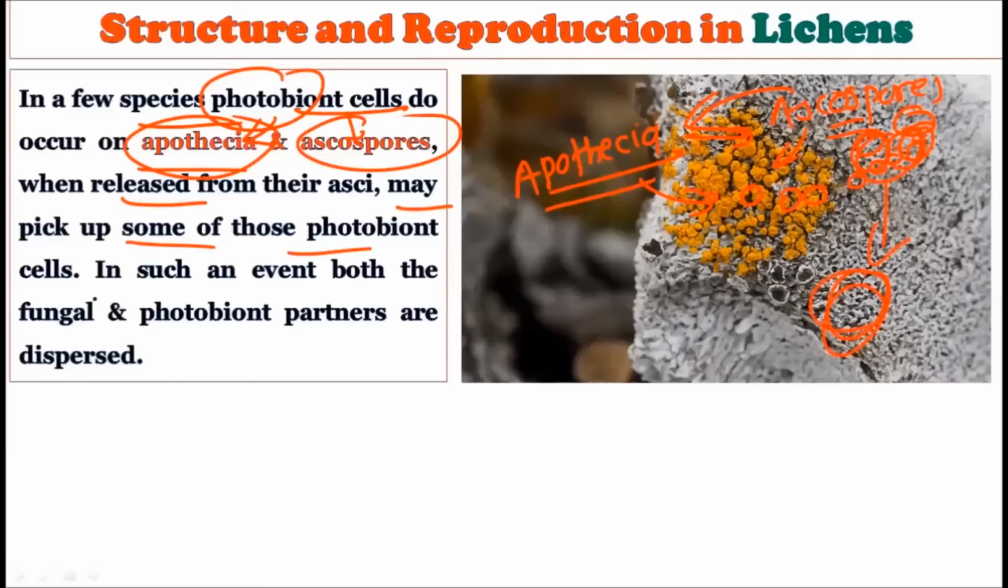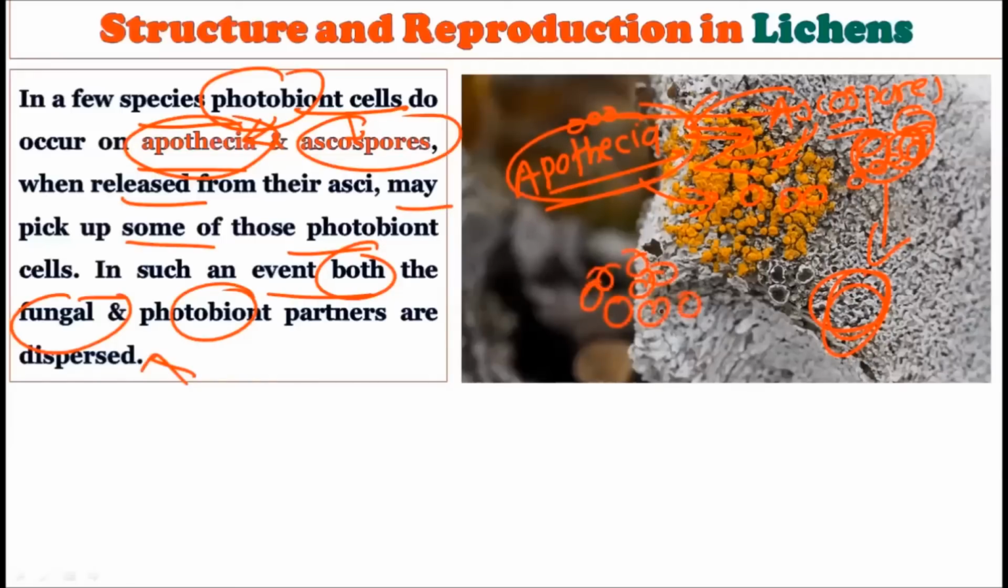They may pick up some of the photobiont cells, right? In such an event, both the fungal and the photobiont partners are dispersed together. That is, while dispersing from the parent thallus from the apothecia structure, some of the photobiont cells are also carried by these ascospores and they germinate into the new thalli. So this is how the sexual reproduction takes place in the lichen.